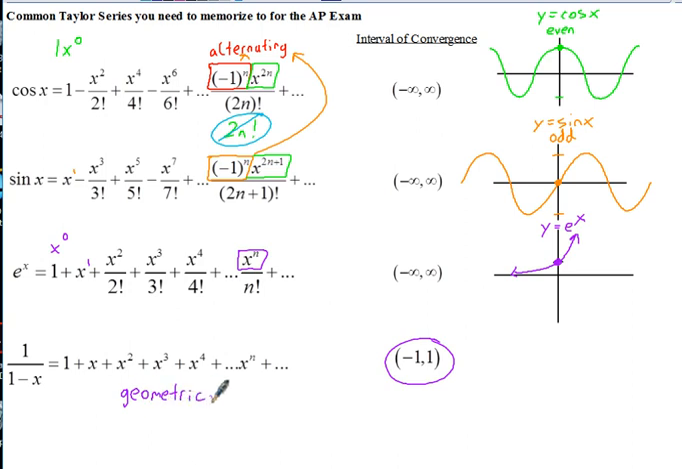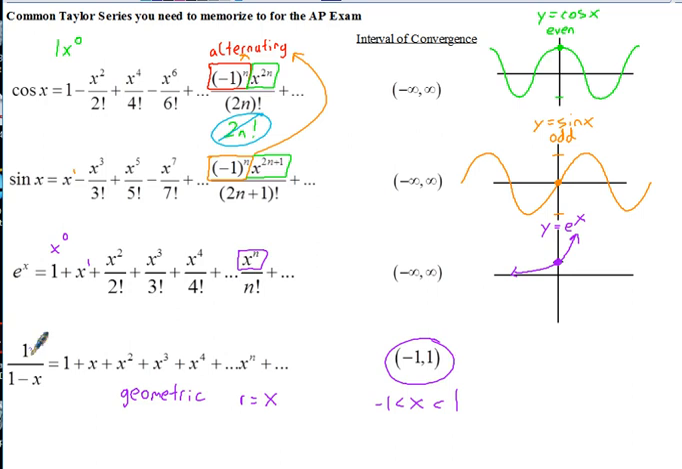And that's what this is. It's a geometric series. And notice every time you're multiplying by x to get to the next term, so the common ratio is x. So that common ratio x, remember, in order to converge for a geometric series, does have to be between -1 and 1, which is what that says.